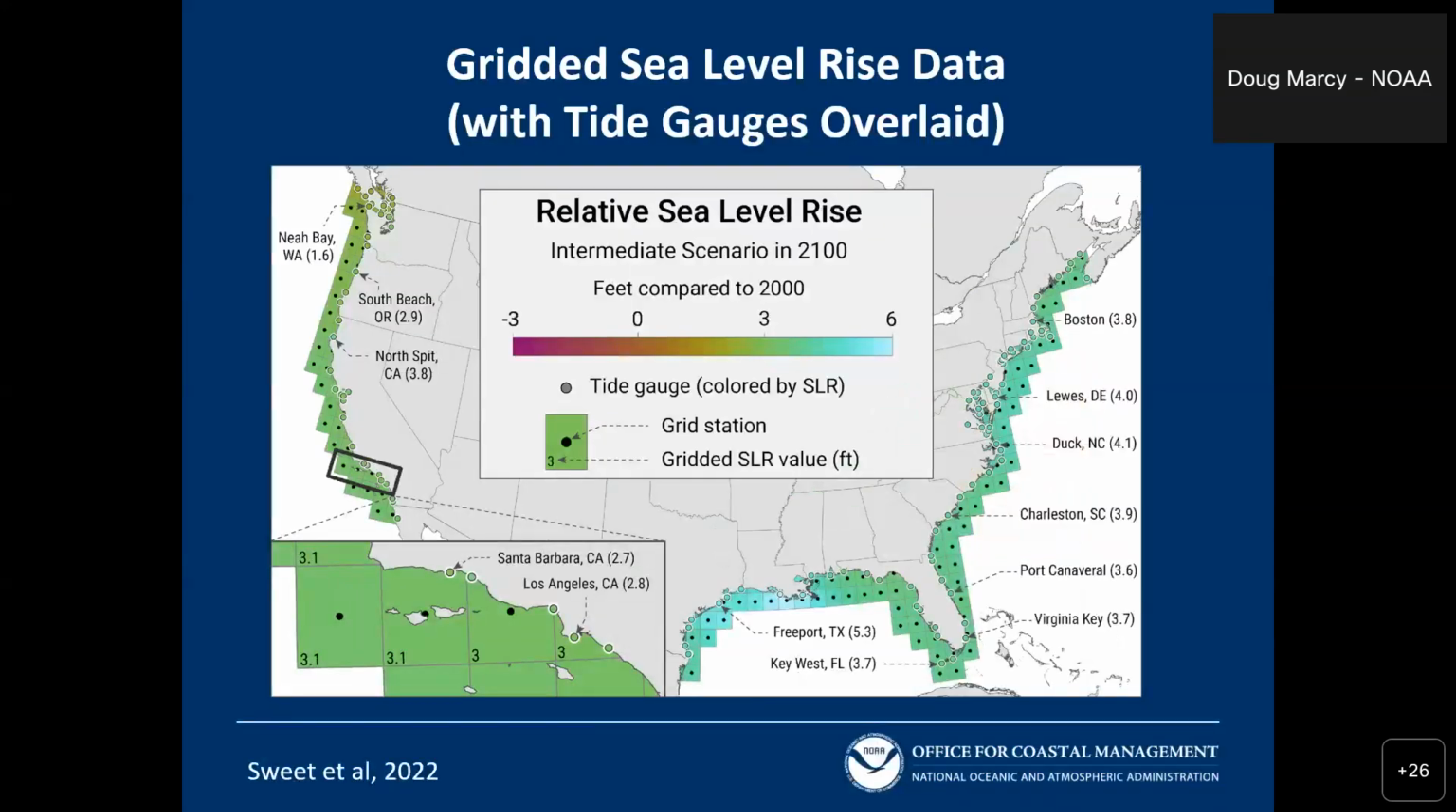The data is available at all the tide gauges and on a 1 degree longitude latitude grid. So no matter where you are, you can get local projections at the tide gauge, and if you're between tide gauges, you can pick the closest grid cell. And it's available not just in the contiguous U.S. here, but also for the islands and Alaska. Next.